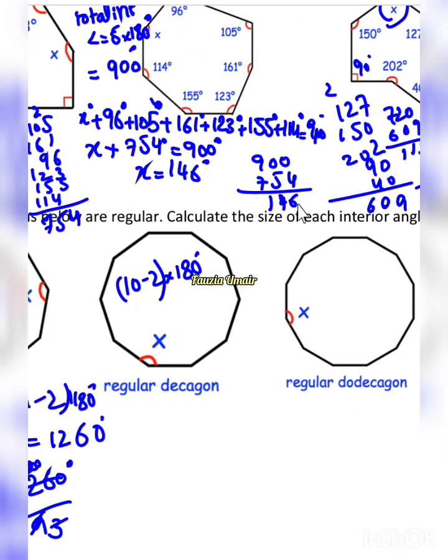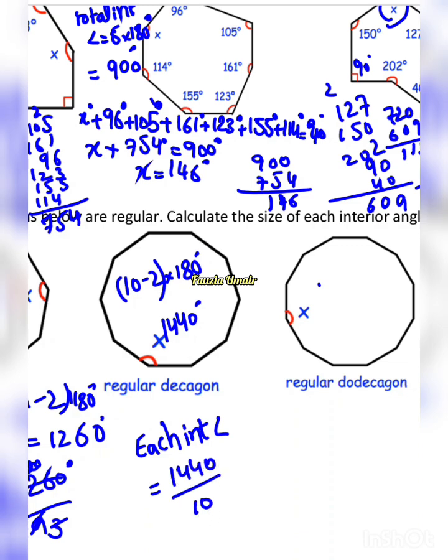So I know that it is 1440. So now I will find each interior angle. Because it's a regular polygon, I need to just divide it. 1440 divided by 10. So 144 degree is the size of each interior angle.